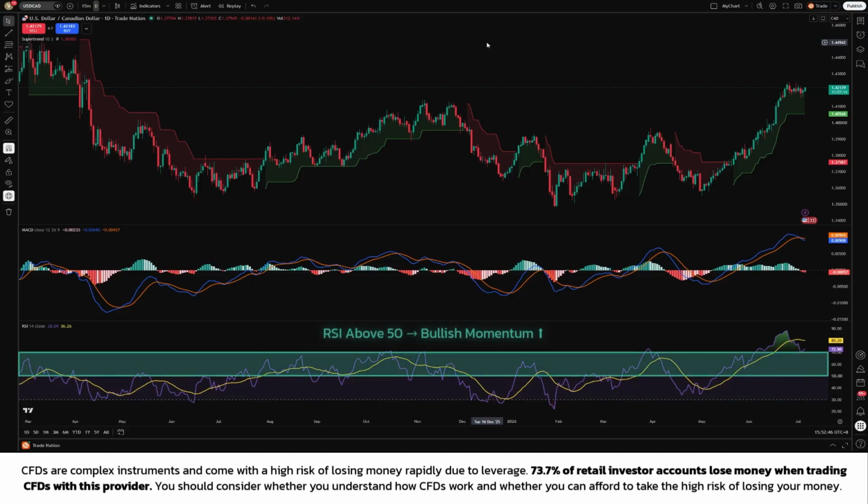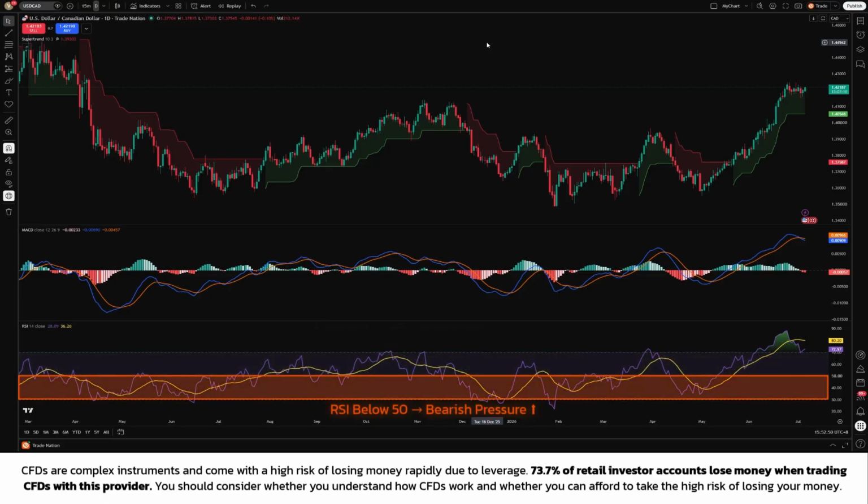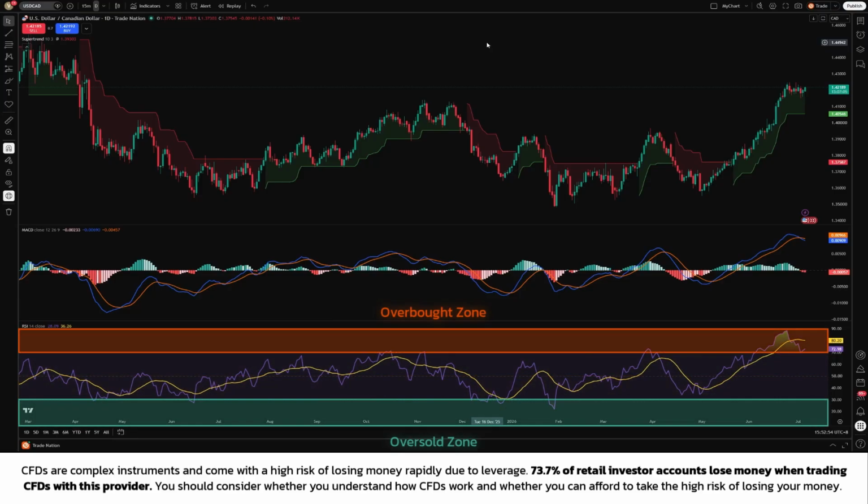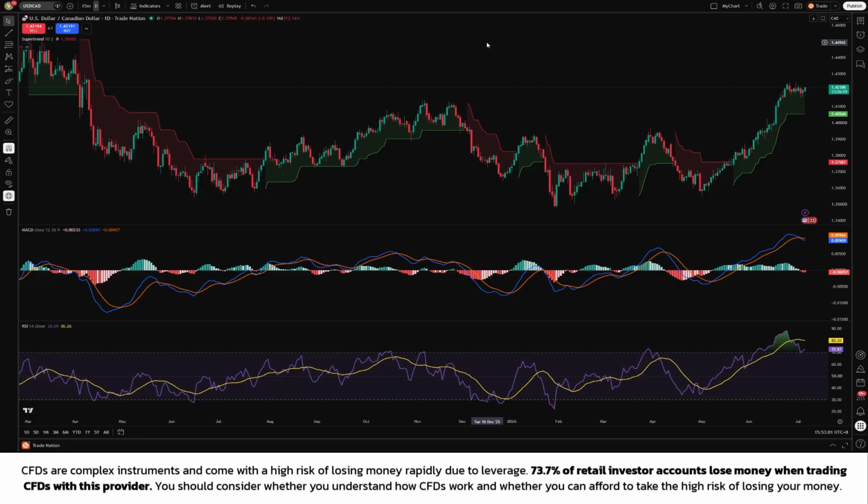RSI adds the final layer by showing whether buying or selling pressure is becoming stretched. A move above 50 can suggest that bullish momentum is more active, while a move below 50 can suggest that bearish pressure is stronger. The 70 and 30 levels can also add context, but they should not be treated as automatic reversal points. In a strong trend, RSI can remain elevated or depressed for longer than expected.